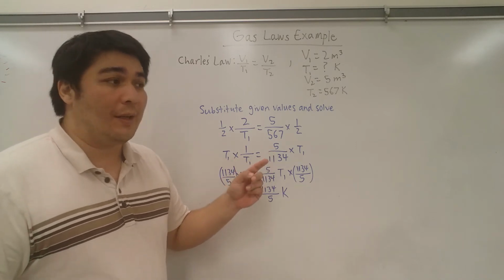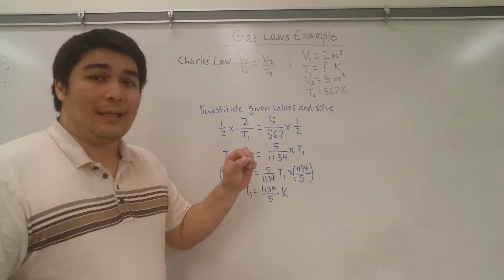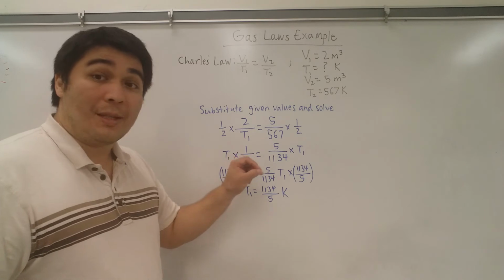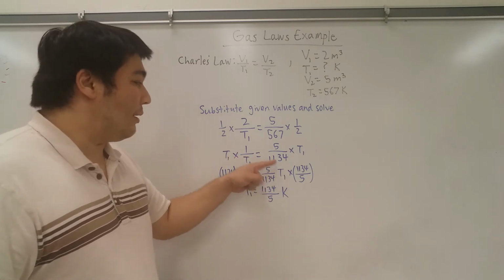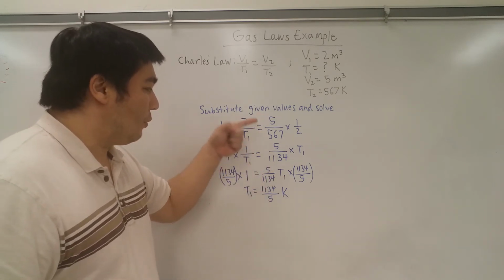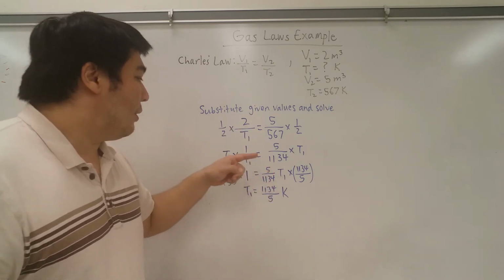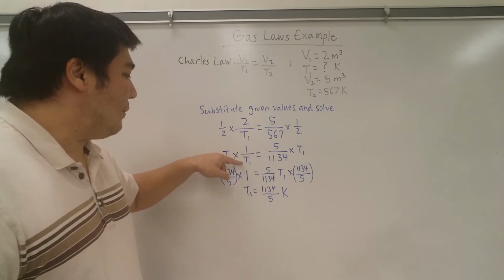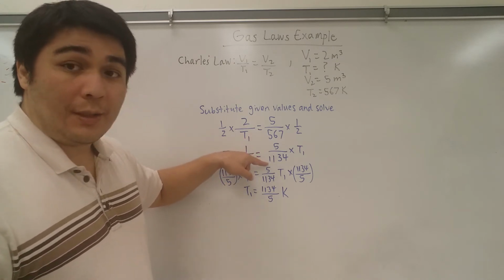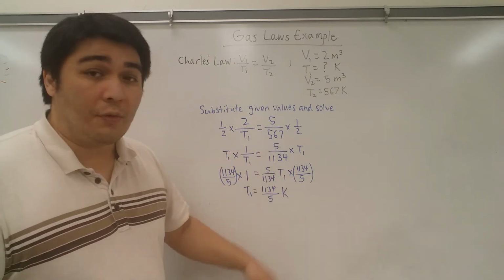This is the one that I find to be at least the one that is able to help me track any mistakes that I make, and it allows me to see what step I took from one step to another. So that's what I'm doing here. So in this case, I've now got 1 over t1 is equal to 5 over 1,134. Okay, so far so good.